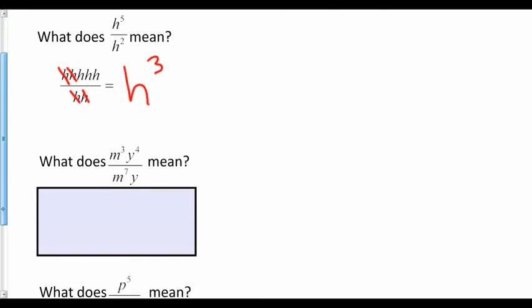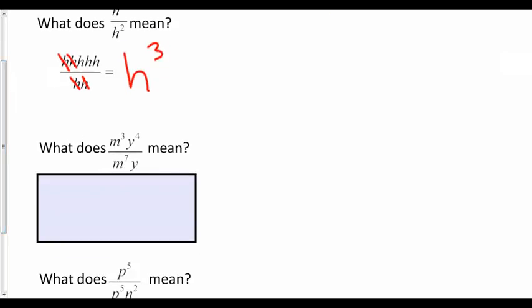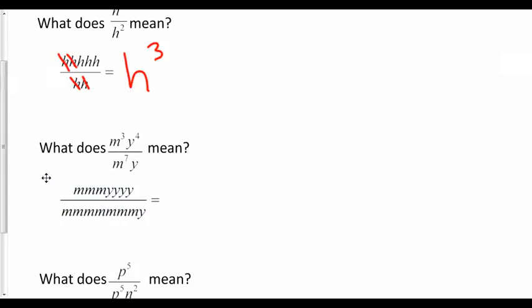If I have m to the 3rd, y to the 4th, over m to the 7th, y, what does this mean? 3 m's in the numerator, 4 y's in the numerator, 7 m's in the denominator, and just 1 y in the denominator. Well, if we look at what is going to cancel out, all 3 m's in the numerator cancel out 3 m's in the denominator. And then my 1 y in the denominator will cancel out 1 y in the numerator. So I'm left with y to the 3rd over m to the 4th.